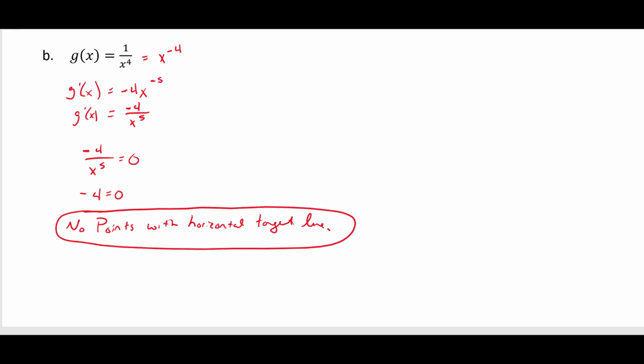Later on, we'll look at this and mess around with it a little bit more. But for now, there are no points with a horizontal tangent line.